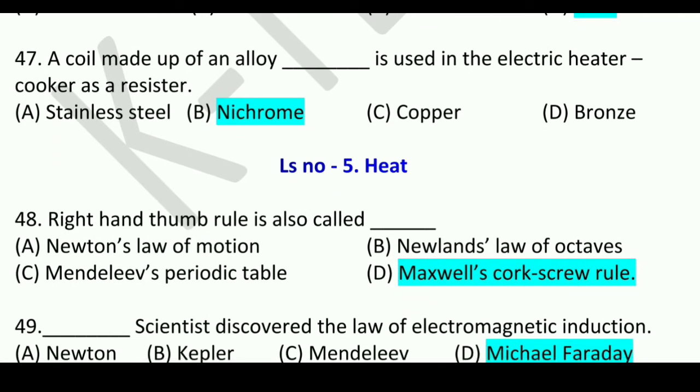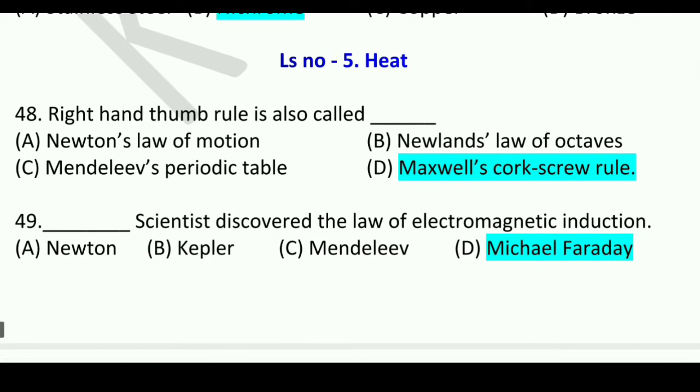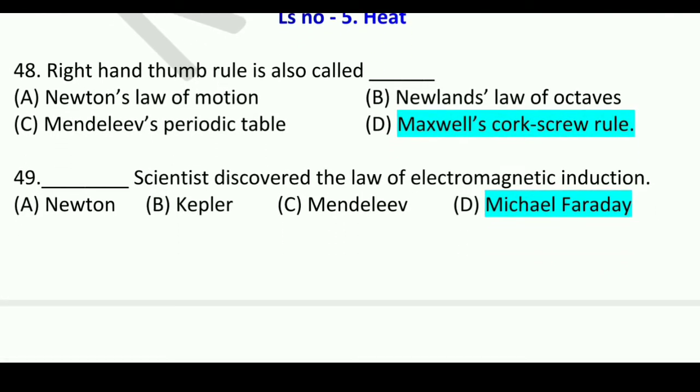Next question. A coil made up of an alloy is used in electric heaters and cookers as a resistor. So what is that coil made up of? It is made up of nichrome. Moving to lesson number 5, heat. Right hand thumb rule is also called dash. Yes, it is also known as Maxwell's corkscrew rule.